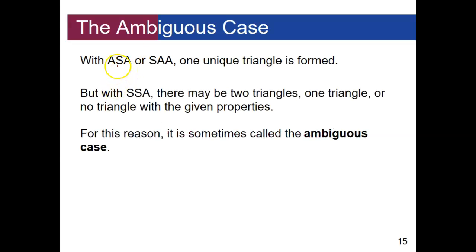Okay, so we did the case of angle, side angle. Side angle, angle would work the same way. We get one unique triangle that's formed, and we found that triangle. But when we have this case here, the side, side angle, we could either have two triangles, one triangle, or no triangle. And that's why we call it this ambiguous case, because we really don't know until we get into the problem which one it's going to be.